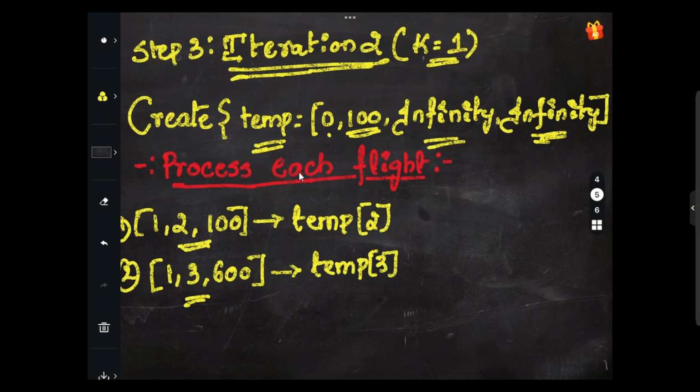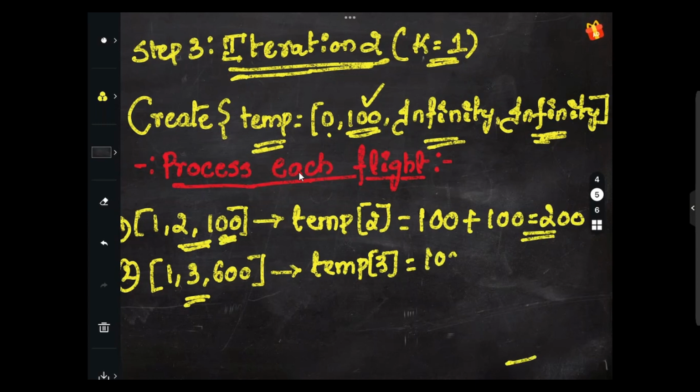Temp of 2 will be here. We have 100 here. 100 plus 100, we are considering this one, so this will be 200. Next here, 100 plus 600 is 700. So yeah, this will be 700 basically.